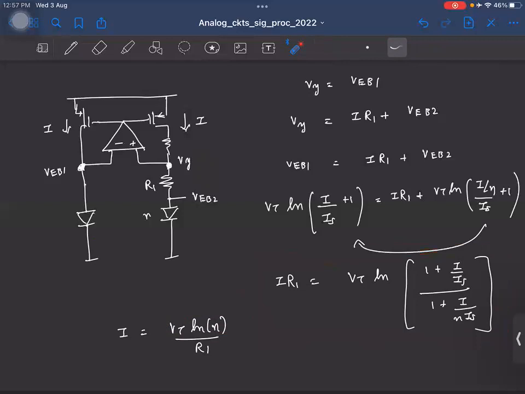And can you think of any other possible solution for this equation? Yeah, I mean, it's a trivial solution, right? If we have I equal to 0, LHS is 0, these two guys go away, ln of 1 is 0. So you also have another solution, basically I equal to 0. And this is something you can expect with any kind of nonlinear circuits or nonlinear equations, right?